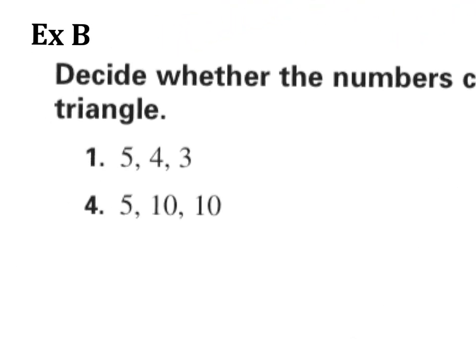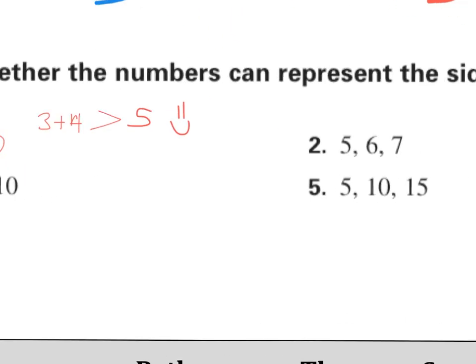Can a 5, 4, 3 form a triangle? And the answer is, remember, if you add the two smaller ones together, it has to be bigger than the third side. So in this case, because 3 plus 4 is bigger than 5, we know, yes, it can make a triangle. So the first part is, all we're doing is adding stuff together to check. Yes, this is review.